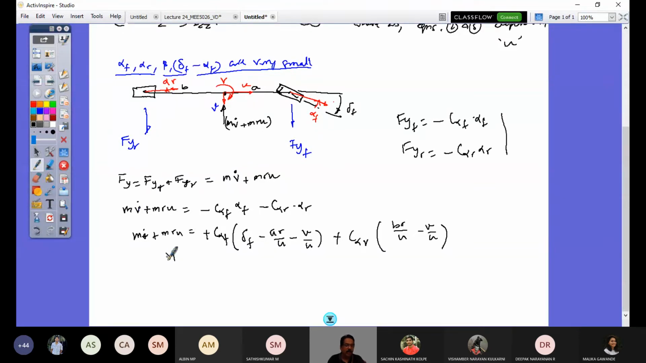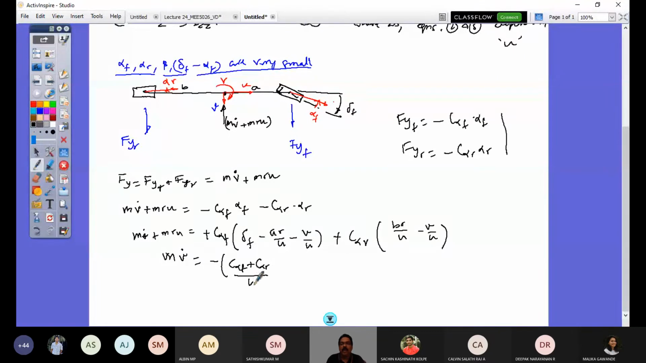So how do I write this? Now see, I will take v and r and delta separately, right? So I will have the coefficient of v written now. Here it's MRU that goes on that side. So the coefficient of V to write: you see minus C alpha F here, and here minus C alpha R. So if I take the minus sign out, it is C alpha F plus C alpha R by U into V.